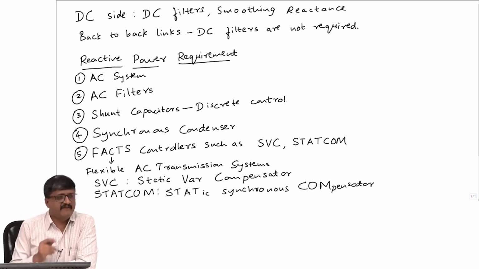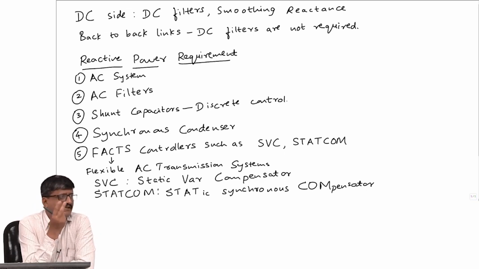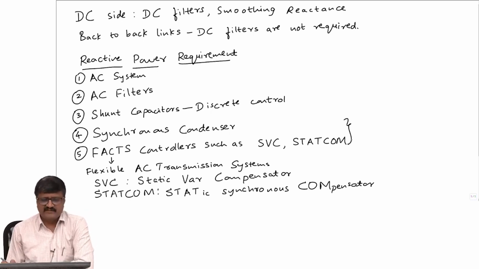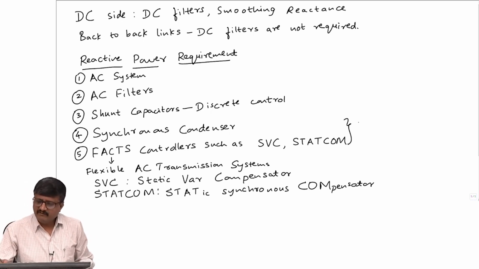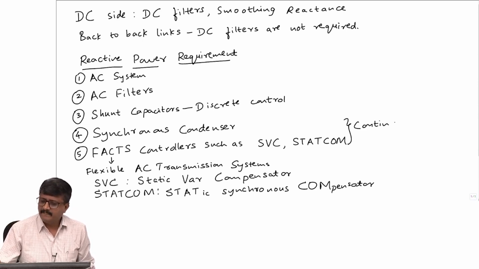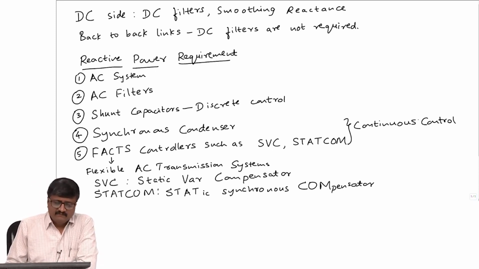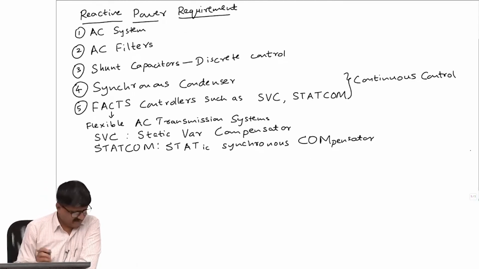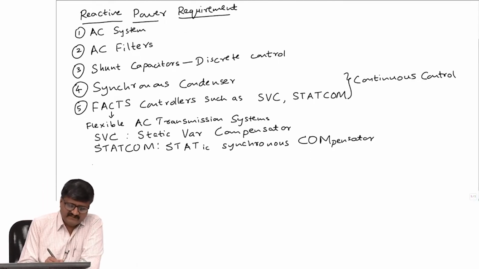If you have only one capacitor, it takes only two values: either there is capacitance or no capacitance. But when it comes to the synchronous condenser and FACTS controllers, you have continuous control. One should know that there are some problems with the synchronous condenser. Always there is a disadvantage attached to it.